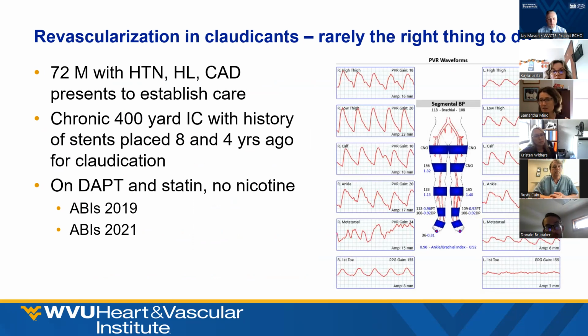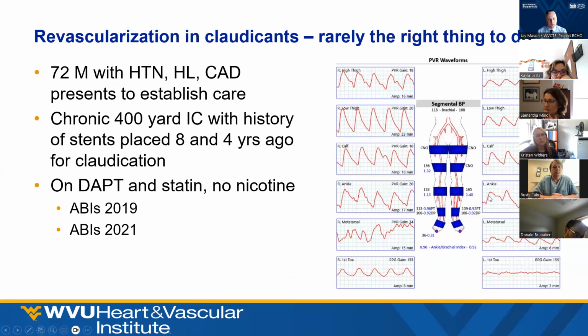This is someone that came to me from Tennessee to establish care in 2019, 72-year-old, has risk factors, has PAD. He had about a 400-yard intermittent claudication that was bothering him, and someone gave him stents about 8 years and 4 years ago. So they gave him a bunch of stents. When he came in, he was on appropriate therapy, wasn't smoking, so that's great.